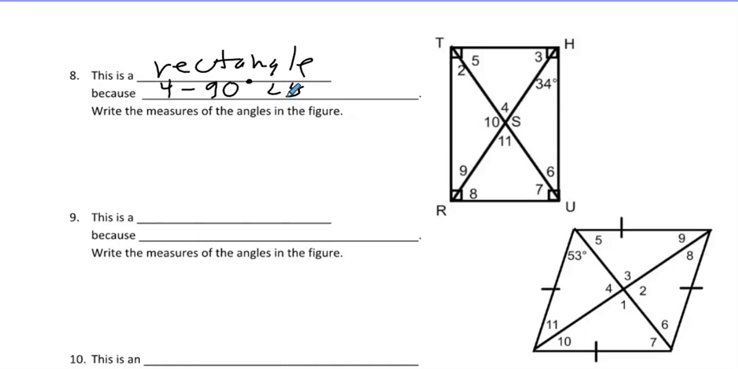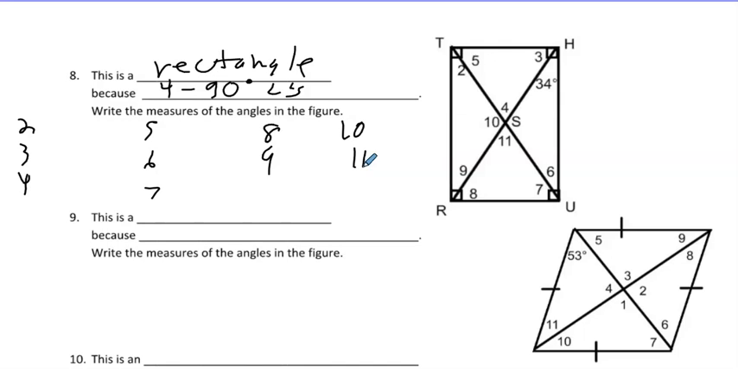Now I want you to list all the angles. So we have 2, 3, 4, 5, 6, 7, 8, 9, 10, and 11. Well, let's go over here and look at it first. So we have parallel lines as a parallelogram.